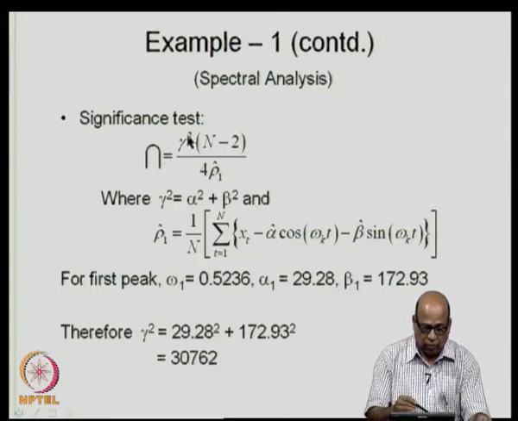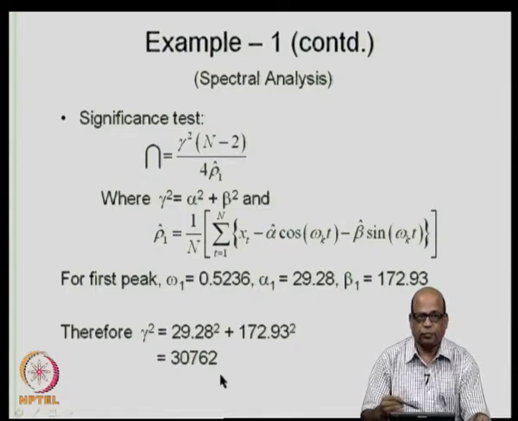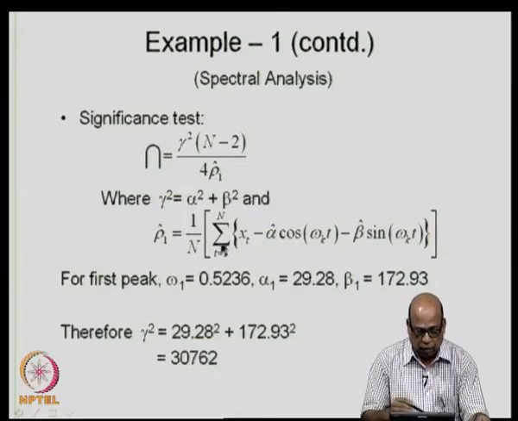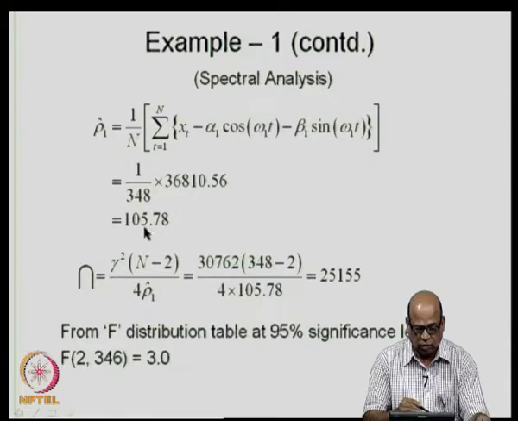So, gamma square here is simply alpha square plus beta square. You will get alpha square plus beta square equal to 30762, and rho 1 cap you estimate from this. So, rho 1 cap is equal to 1 by 348 and all of this term together will be 36810. So, it is 105.78, and from that you estimate this statistic, gamma square n minus 2 by 4 rho 1 cap. So, n is 348. So, you will get 25,155.